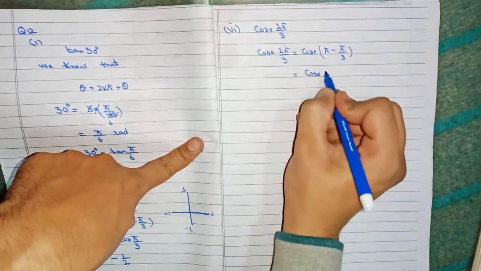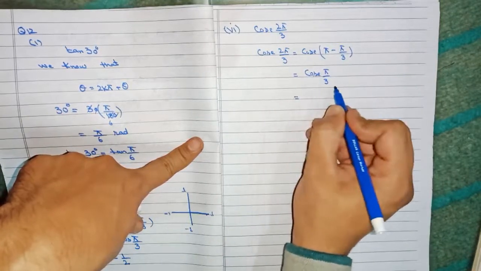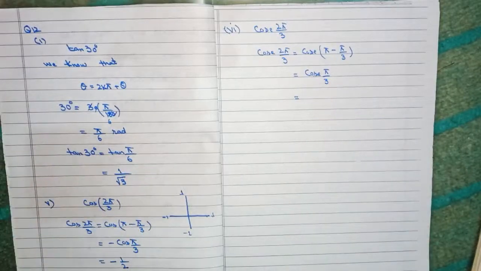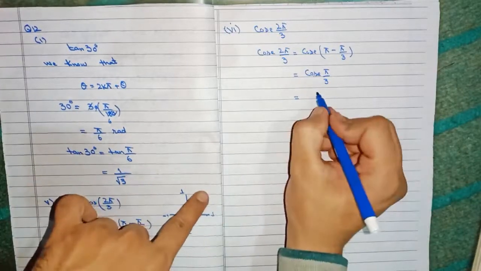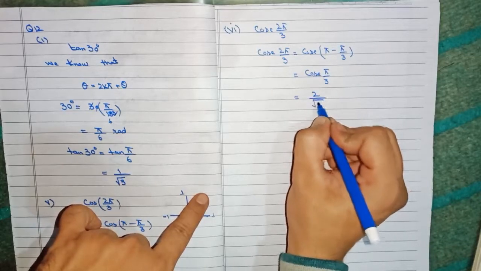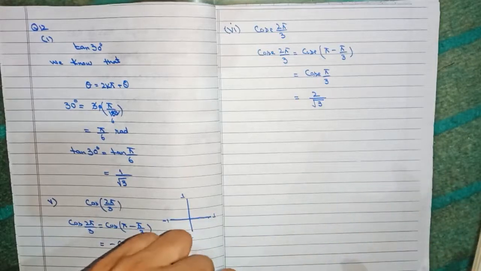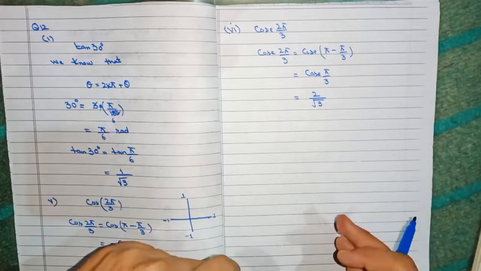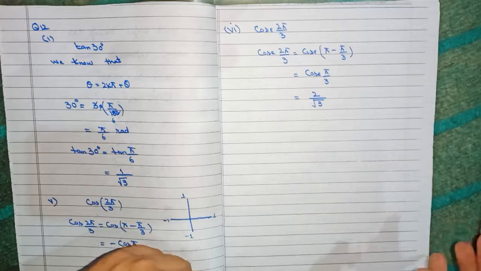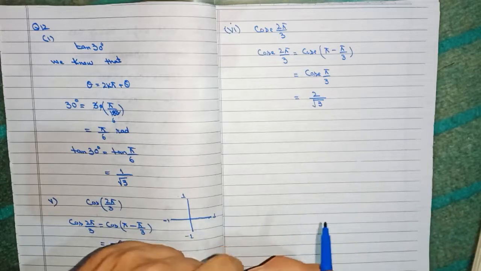Cosecant pi over 3, and the value of sine pi over 3, meaning sine 60, is square root 3 over 2, so it will be 2 over square root 3. You must know the values. You can also check it from the table. The values of the sine trigonometric ratios at 0, 90, 30, 60, 45.